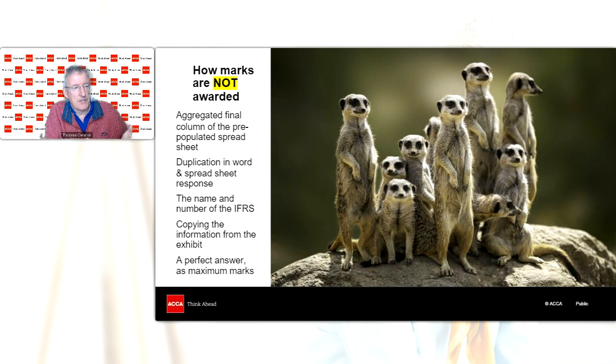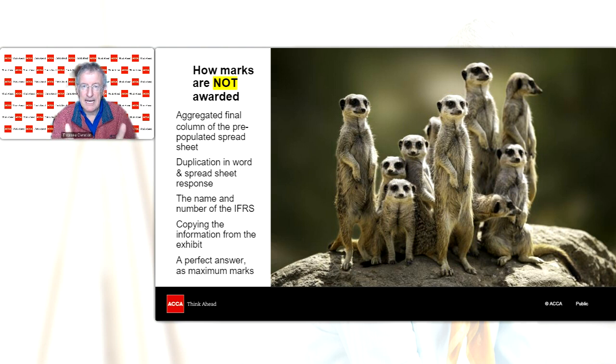A perfect answer. Now, you can check this. Look at the examiner's answer. Look at the marking guide. Typically, on the pre-populated spreadsheet, it may be for 12 marks, but there are 15 numbers, and in the marking guide, it uses the word maximum. Jessica, I'm glad I put the story straight.